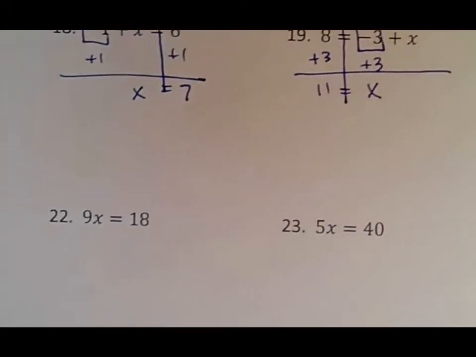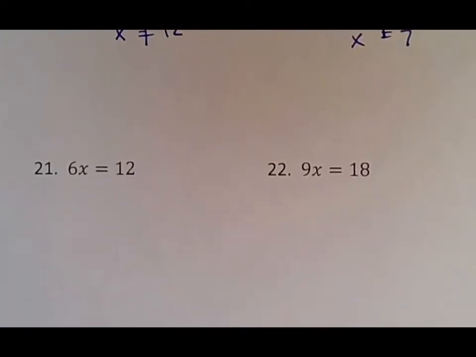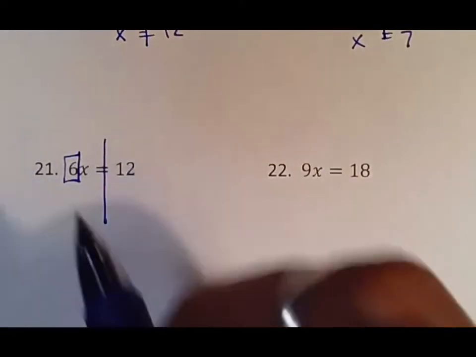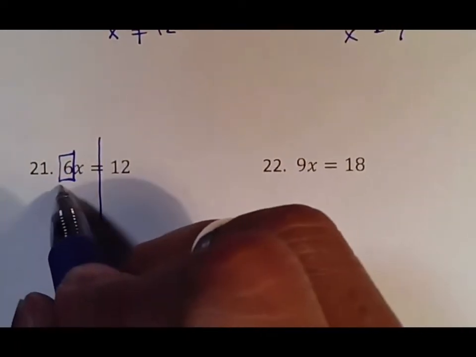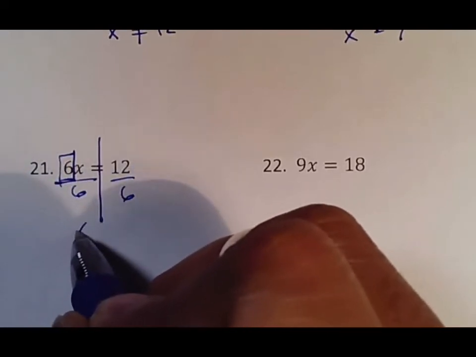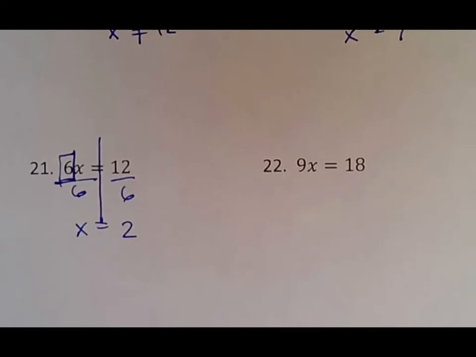Now, we should hopefully know by now that this is 6 times x. We have talked about, or should have talked about, the fact that if you get rid of multiplication is with division, but you are still getting rid of this piece here. And the way you get rid of that 6, because it's being multiplied, no operation, is by dividing by 6. Those two cancel out. 12 divided by 6 is 2, and that is all.